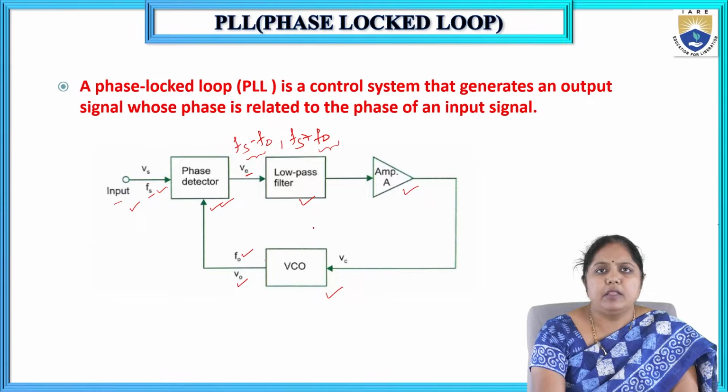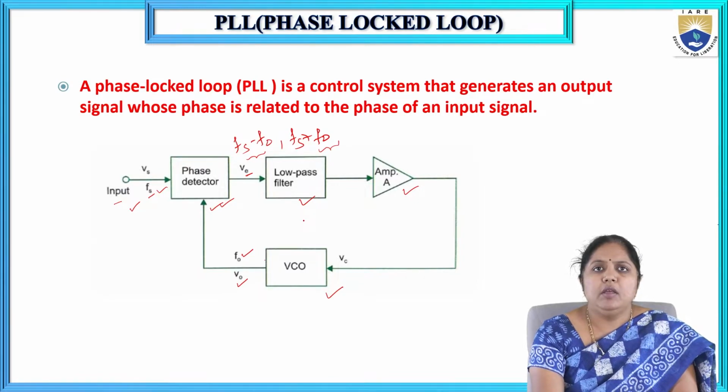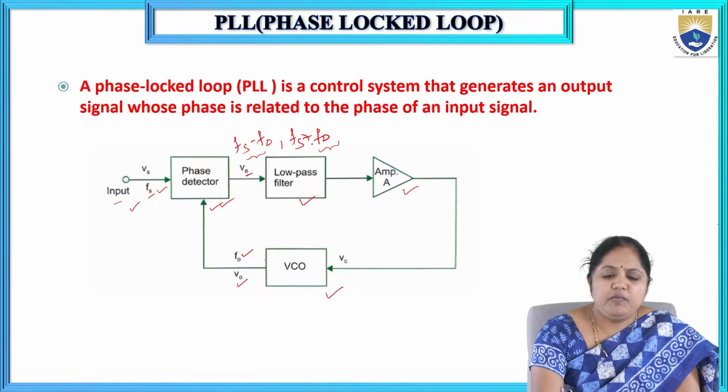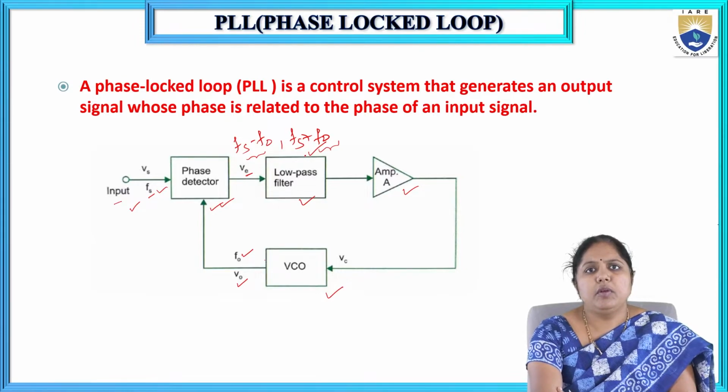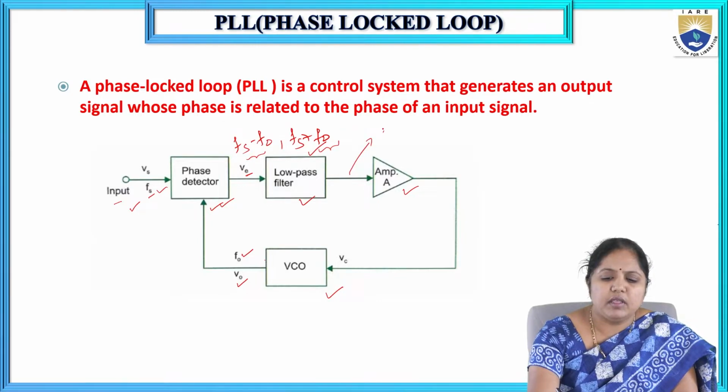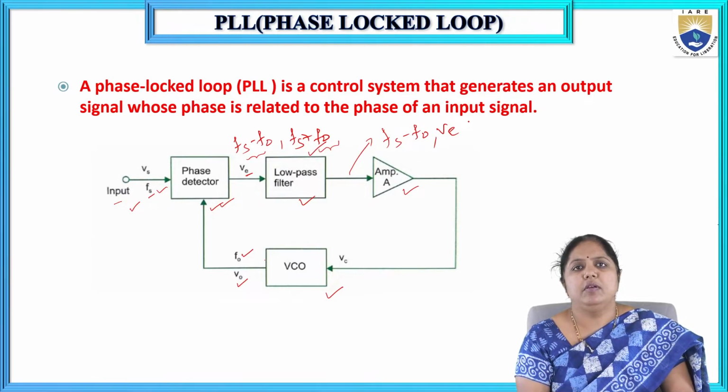Later it is passed through the low pass filter. What is the function of the low pass filter? It will filter out the high frequency components and allow only the low frequency components, right? What is the high frequency component out of these two? Fs plus F0 is the high frequency component. So this frequency component gets removed and it will generate the output signal having the frequency of Fs minus F0 and the amplitude of the error voltage VE, right?